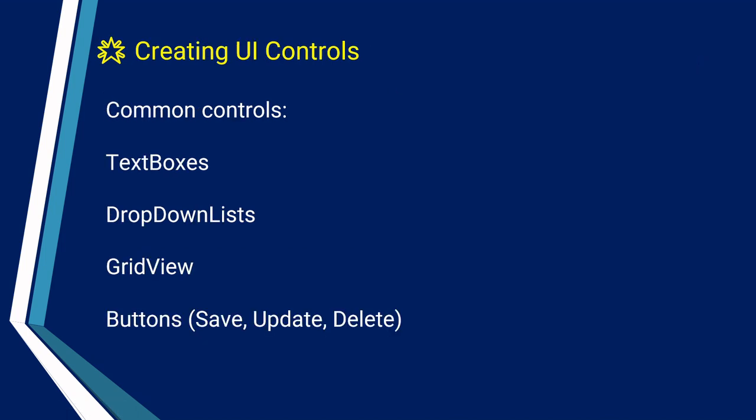Next, create UI controls such as text boxes, drop-down lists, grid views, and buttons. These controls allow users to enter data, view records, and trigger actions like saving or deleting information.